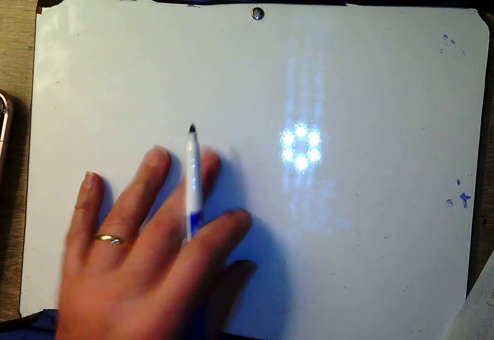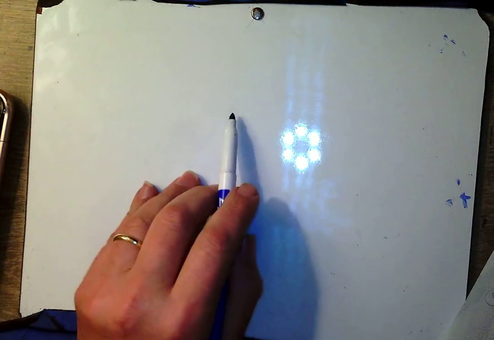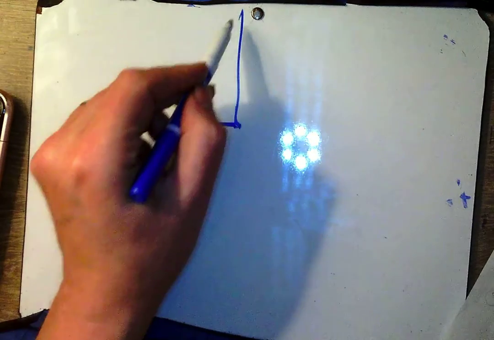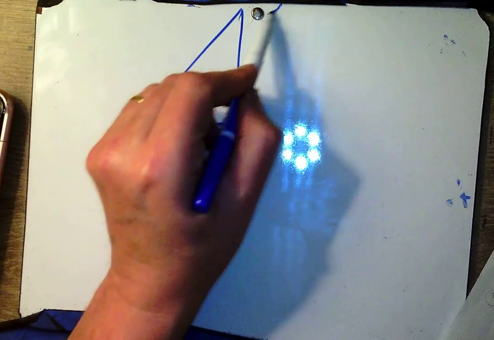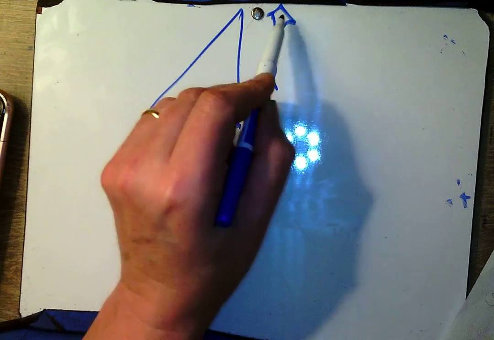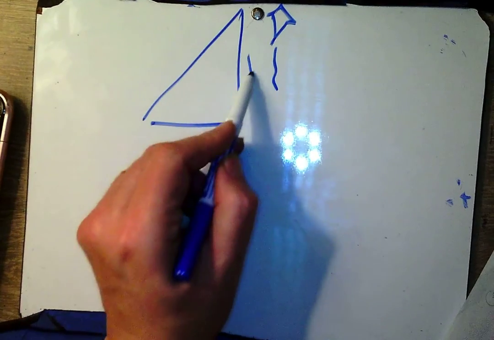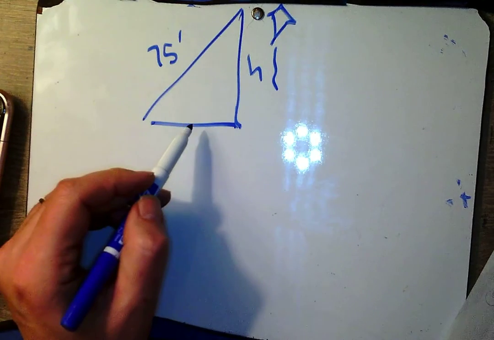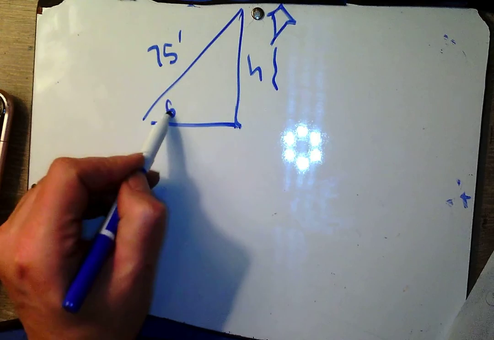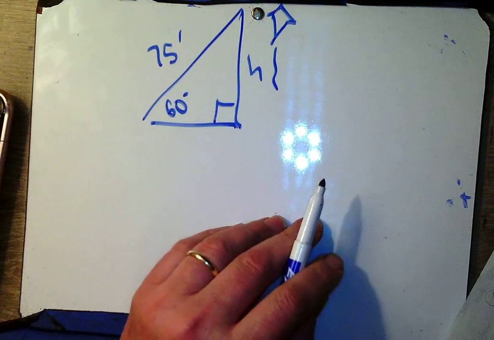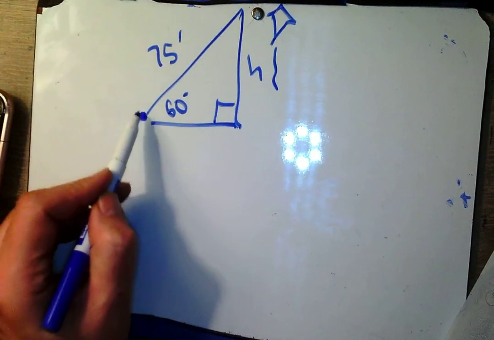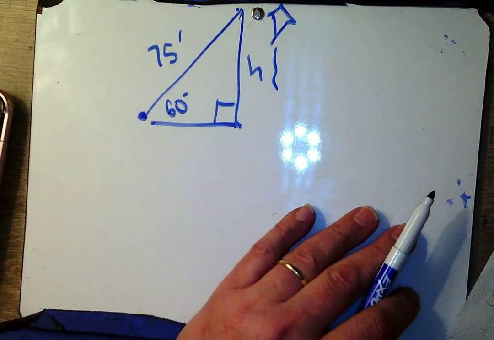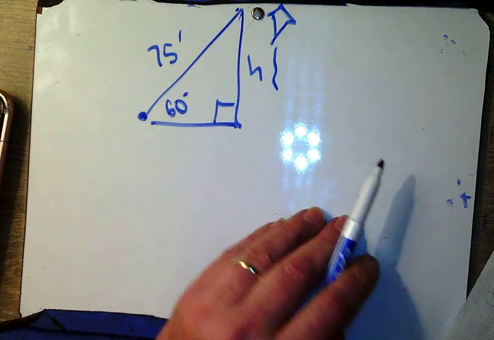Okay, last one. A nice gentle one. Have you ever been kite flying? Well, I encourage you at some point in your life to go fly a kite. We'd like to say something about the height of the kite. We know that 75 feet of string is out, and I've got a 60-degree angle from my hand up to the kite. So how do I do this? I know an angle, I know a side, I'm looking for a side.